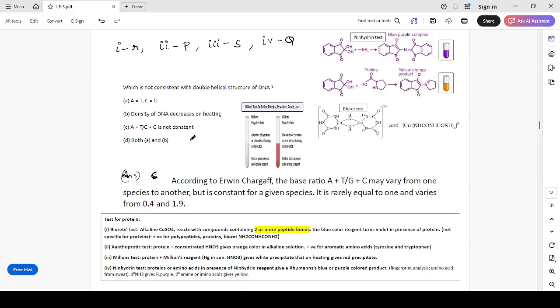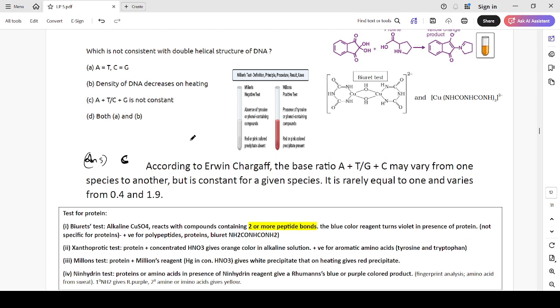We are going for the tests for proteins here. The first test is called the biuret test. For this you use alkaline copper sulfate. It can react with any compound which has 2 or more peptide bonds, that means amide bonds. So it could be a false test also for proteins, because if I have just 3 peptide bonds, it will show protein is available. That's not true, so it will give you a false positive basically. But yes, if they are asking for proteins, it will test for protein. The blue color reagent will turn violet in the case of proteins.